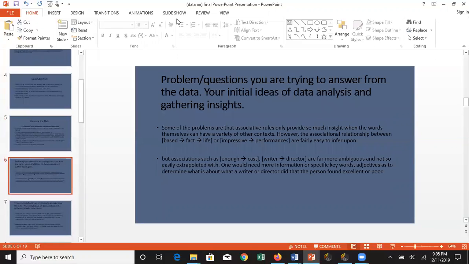As far as the problems, some of the problems are the association rules with the words themselves. A few of the words just weren't complete enough to get better inferences from. There were really good inferences I could have gathered from words like based, fact, life, or impressive performances. Those are fairly easy to infer upon. You can gather, okay, dramas and action adventures might tend to circle around life in general and fact-based events. But associations like enough and cast are more ambiguous, so you can't ascertain something with full confidence.